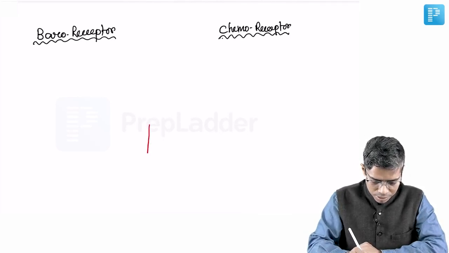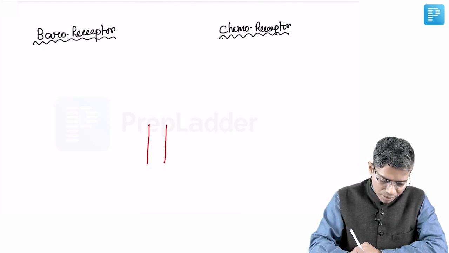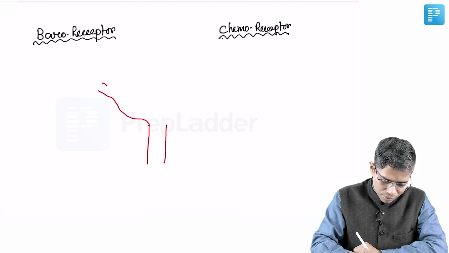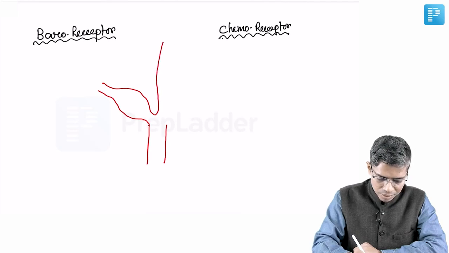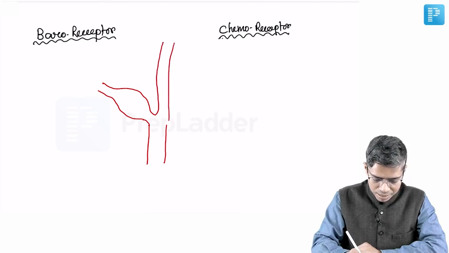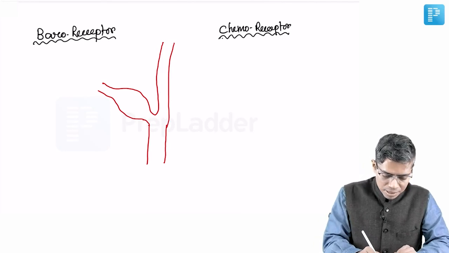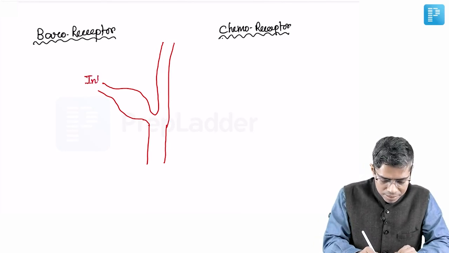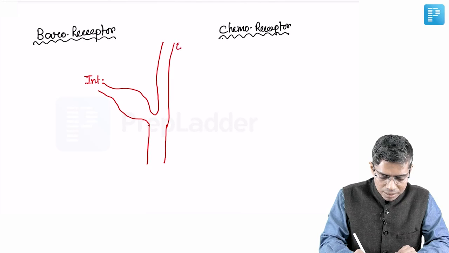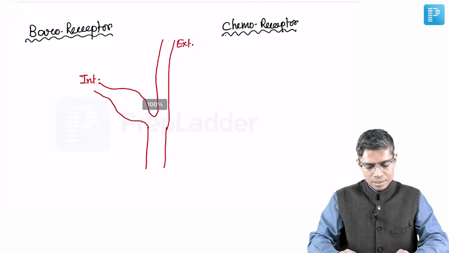So, suppose this is the common carotid artery. Then the common carotid artery is dividing into an internal carotid artery. So, this is the internal carotid artery and this is the external carotid artery, right? Schematic diagram. Okay. So, this is nothing but the internal carotid artery and this is the external carotid artery.